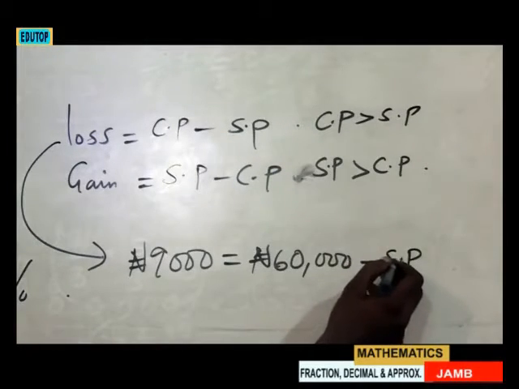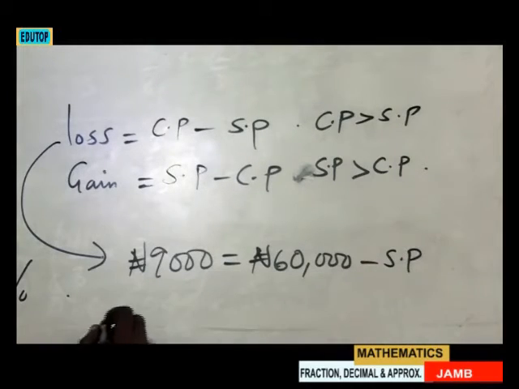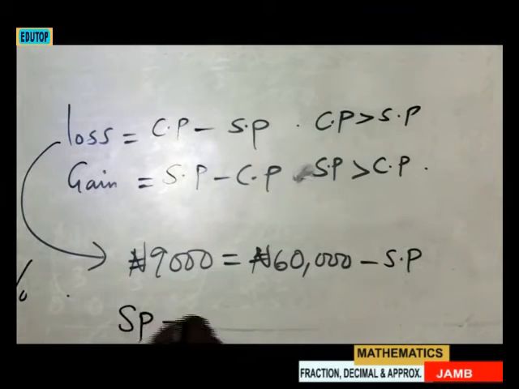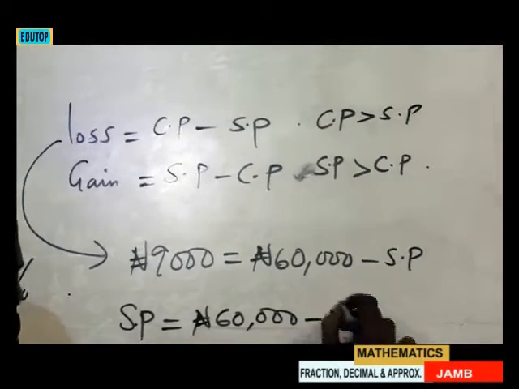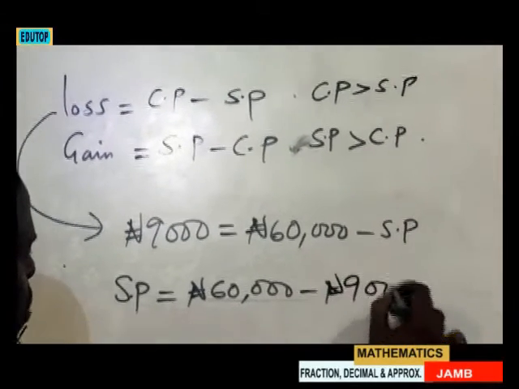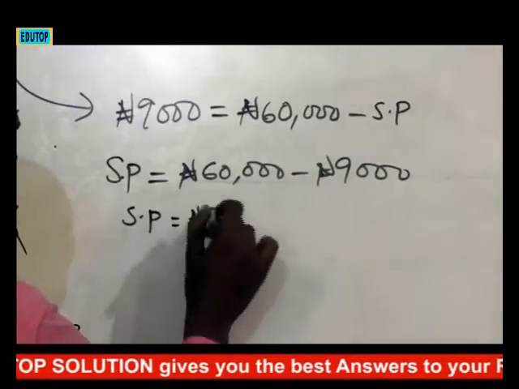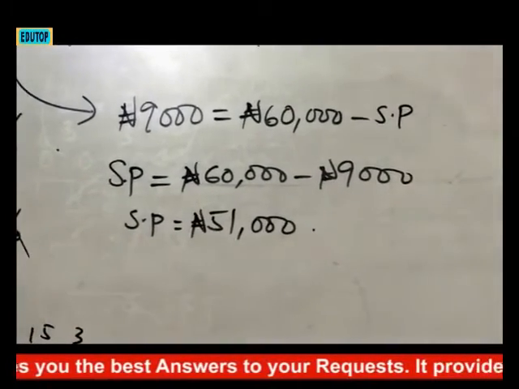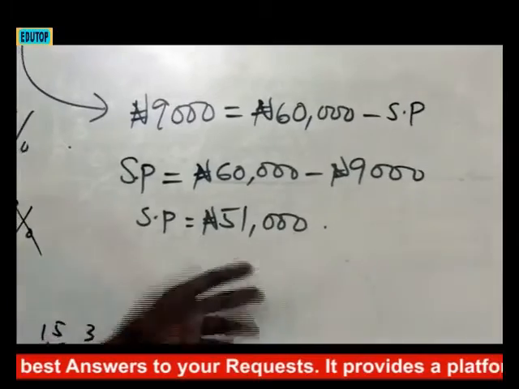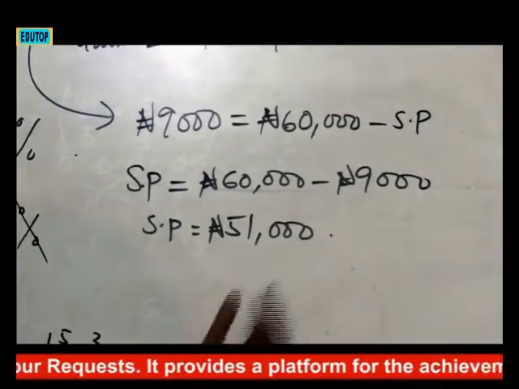SP, which is my selling price, comes here, it becomes SP as selling price. Then we have 60,000 minus the loss, which is now going to be 9,000. So selling price will now be 51,000. Since the question asks us to calculate the selling price, the selling price for this particular question is 51,000.